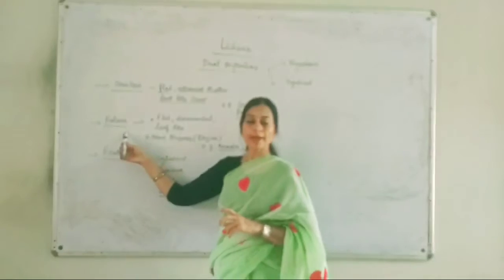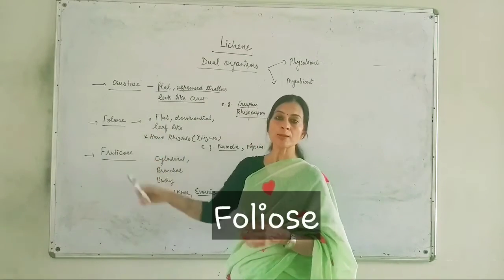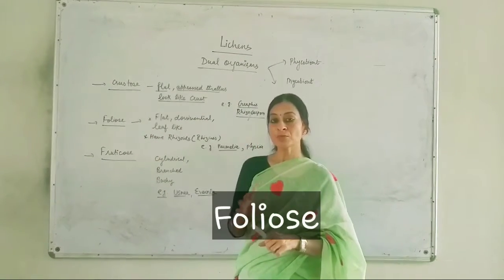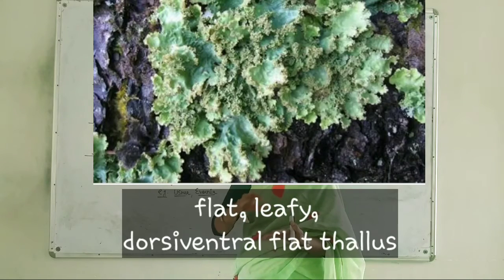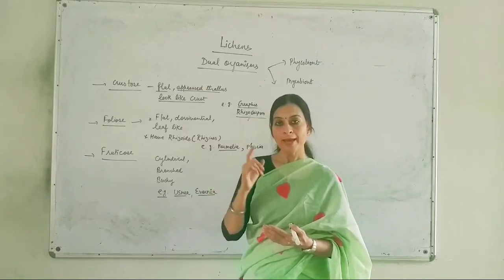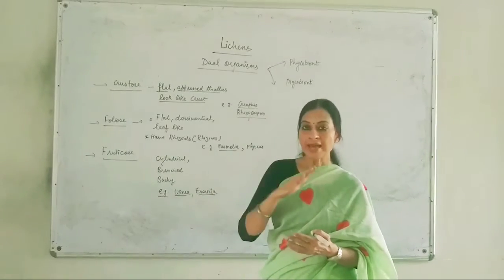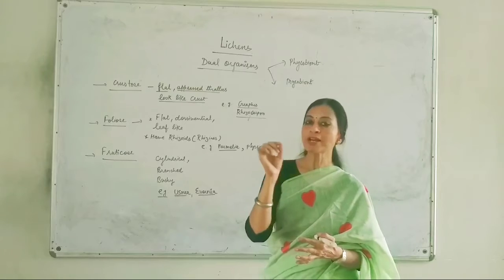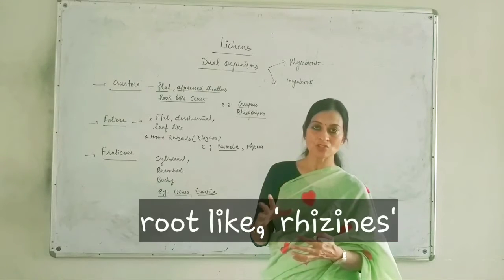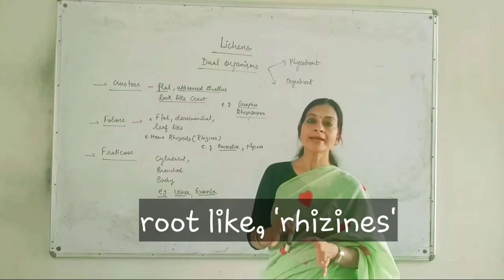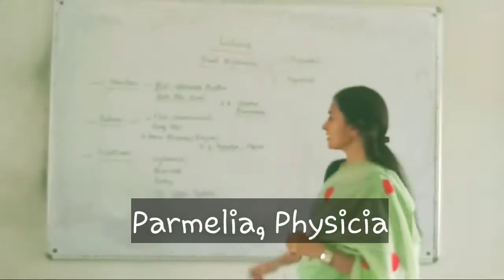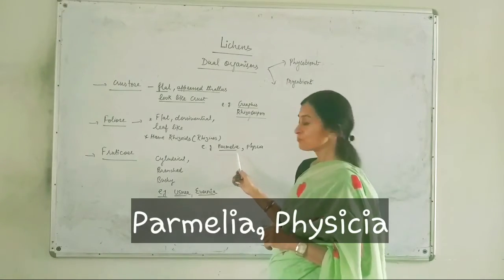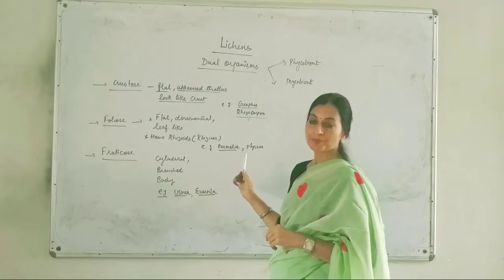The second type of lichen is foliose lichen, in which the body is thalloid, meaning it is dorso-ventrally flat, and looks like a leaf. This leafy thallus also bears some root-like, rhizoid-like structures, which are known as rhizines. Examples of foliose lichen are Parmelia and Physcia.